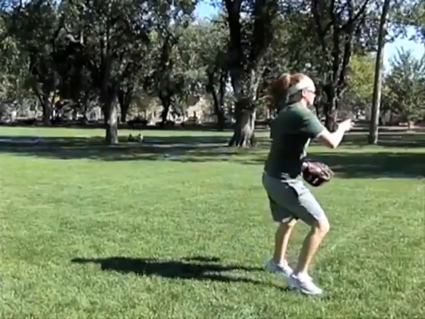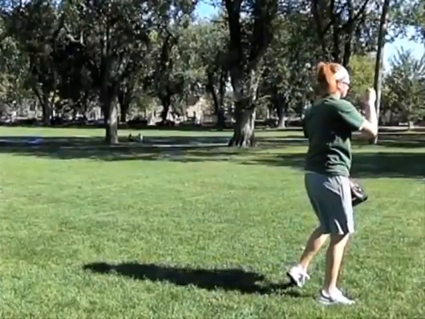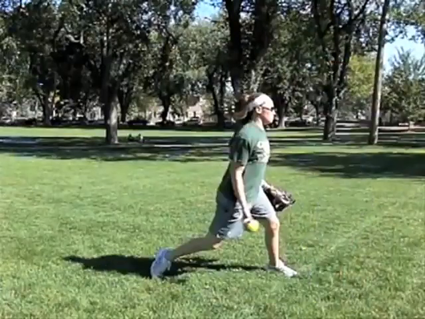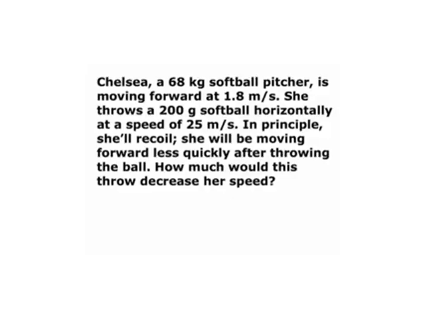Now, we analyzed the video, and we discovered that she threw the ball at a speed of about 25 meters per second. Right before she threw the ball, she was moving forward at a speed of 1.8 meters per second. And Chelsea has a mass of about 68 kilograms. And we use this as the basis for this problem. Chelsea, a 68 kilogram softball pitcher, is moving forward at 1.8 meters per second. She throws a 200-gram softball horizontally at a speed of 25 meters per second. In principle, she'll recoil. She will be moving forward less quickly after throwing the ball. How much would this throw decrease her speed?